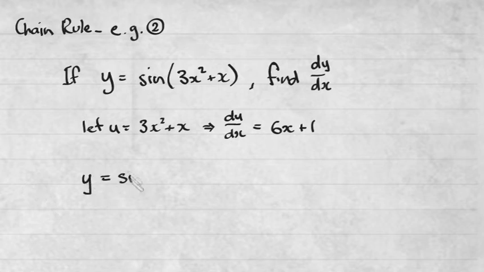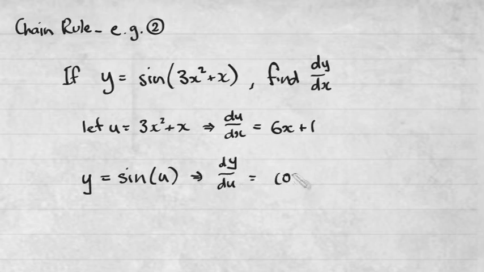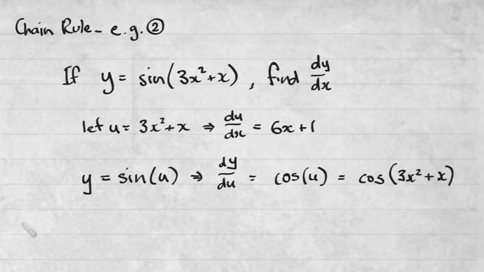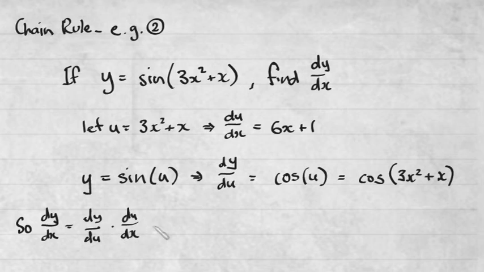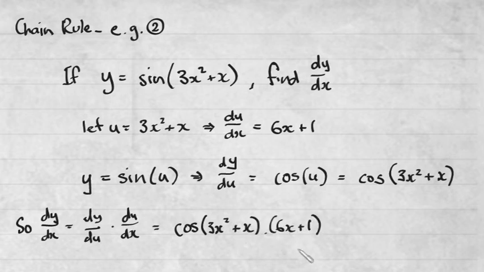Now we can rewrite y then as the sine of u, so the derivative of y with respect to u is just cos u. And substituting back for u, we can see that cos of u is cos of 3x squared plus x when we substitute back. So summarising then, dy/dx is the equivalent of dy/du times du/dx, and in this case that's cos of 3x squared plus x times 6x plus 1. And those are a couple of examples of the chain rule for differentiation.